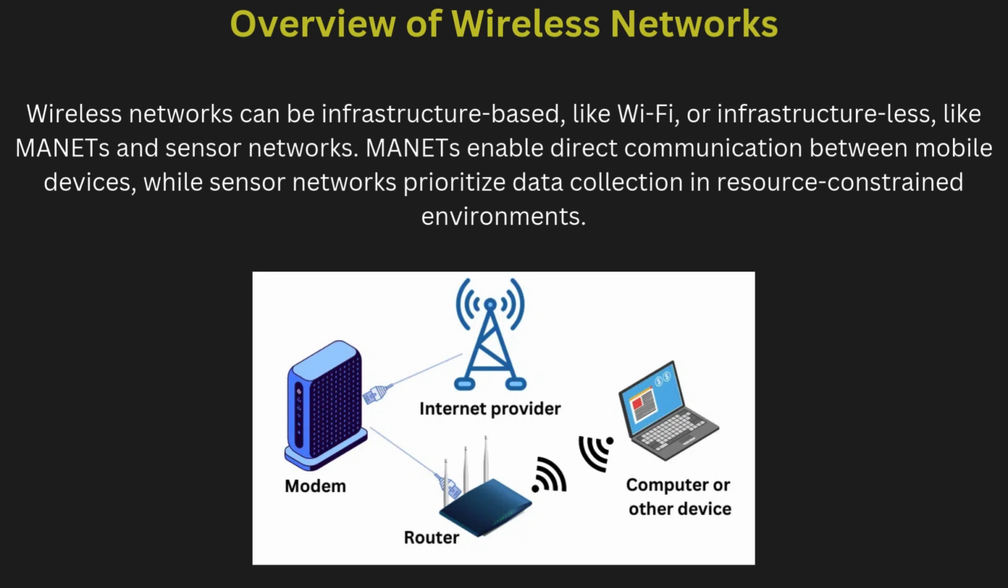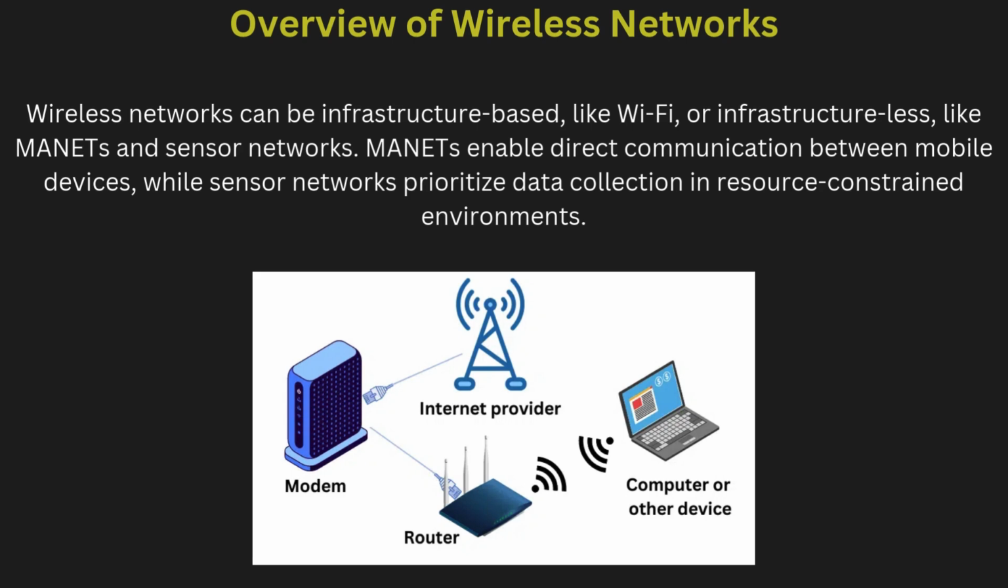At first, the overview of the wireless network, the first chapter. Wireless networks enable communication without a physical connection using radio waves, infrared or satellite communication. They can be classified into two types: infrastructure based networks like Wi-Fi and cellular networks, and infrastructure less networks such as mobile ad hoc network, MANET.